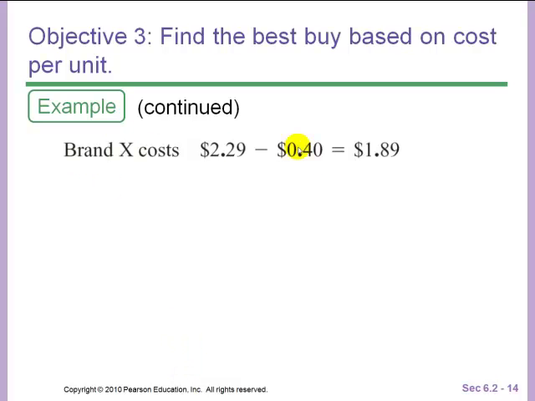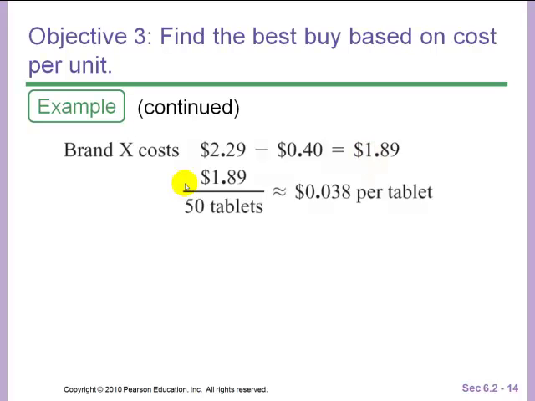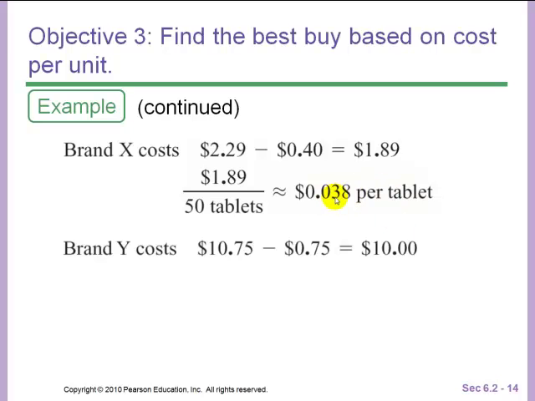So brand X, once we have our 40 cents coupon, will cost us $1.89. So the cost per unit will be $1.89 divided by the 50 tablets in one container. And when we do our long division, again rounded to the thousandth, we get 0.038 per tablet. So each tablet will cost a little more than 3 cents.